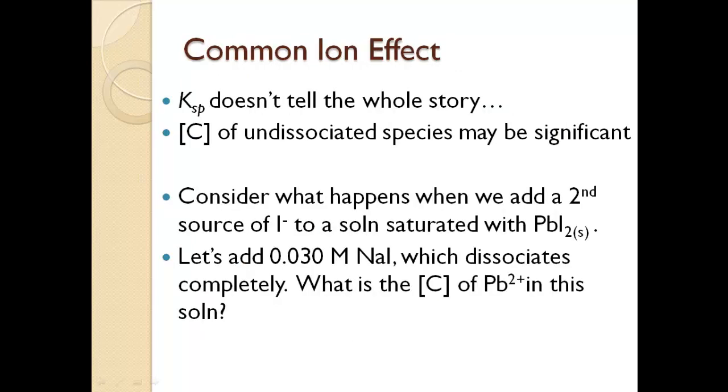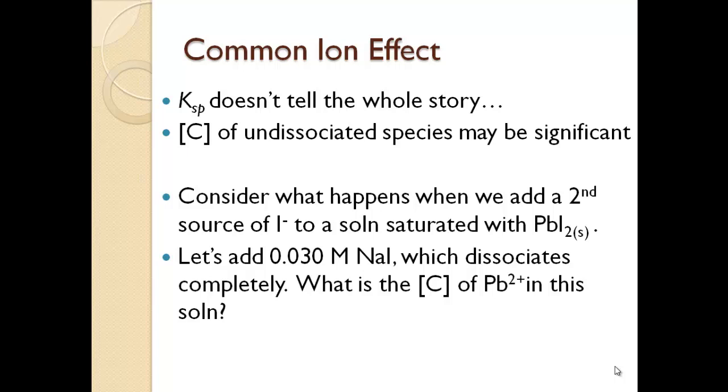But of course, that isn't the only thing. Right now, Ksp doesn't really tell the entire story. The concentration of undissociated species may be really significant in these types of solubility problems. So let's consider what happens when you have a second source of iodide and you add it to a solution that's saturated with PbI2. Remember, the solubility of PbI2 is going to be affected by anything that you add into this solution. So for example, if I was to add a separate source of iodide into that solution, it's going to shift the equilibrium of that reaction.